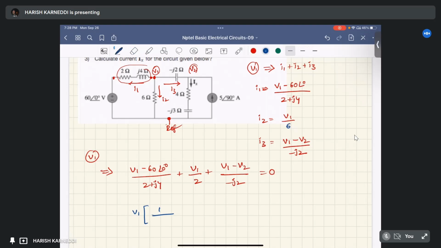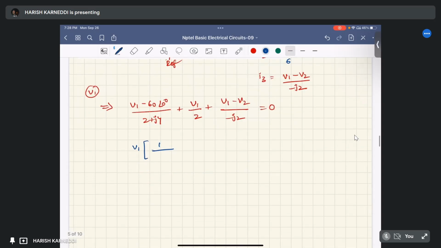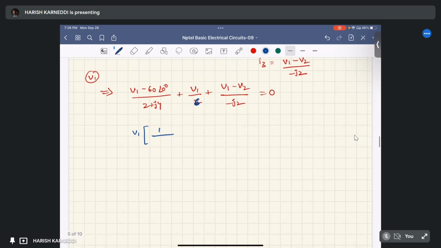Thank you for reminding. It is the current through this 6 ohm resistor. It is the potential across the 6 ohm resistor, that is V1 by 6 ohm. Sorry, thank you for correcting me. This is 2 plus j4 ohm, plus V1 is 1 by 6 plus 1 by minus j2, plus we can write V2 terms here, which is minus 1 by minus j2.